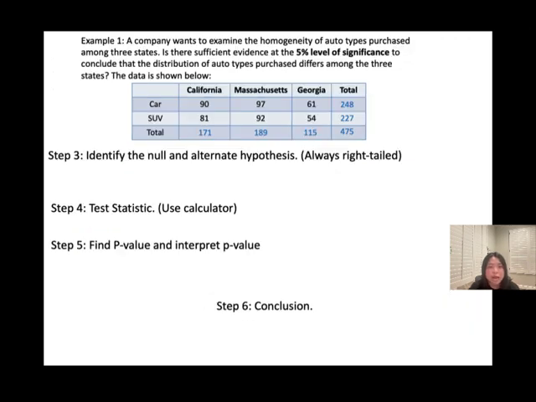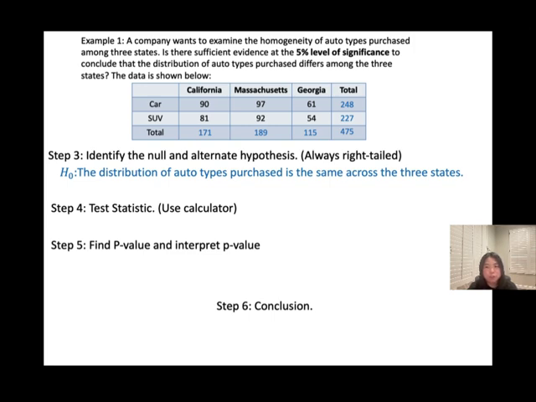Okay, step 3. Identify the null and alternate hypotheses. So we want to test if the distribution of the autotypes purchased is the same across the 3 states. Okay, they do have the same distribution among these 3 populations. Alternate hypothesis: the distribution of the autotypes purchased is different among these 3 states.